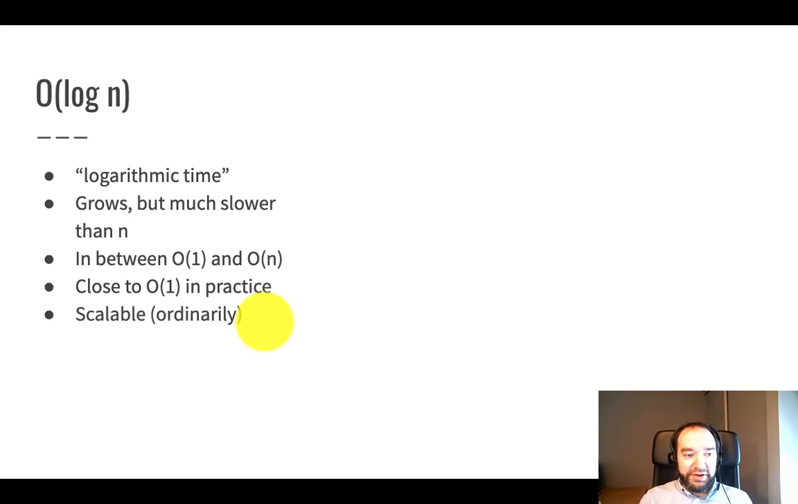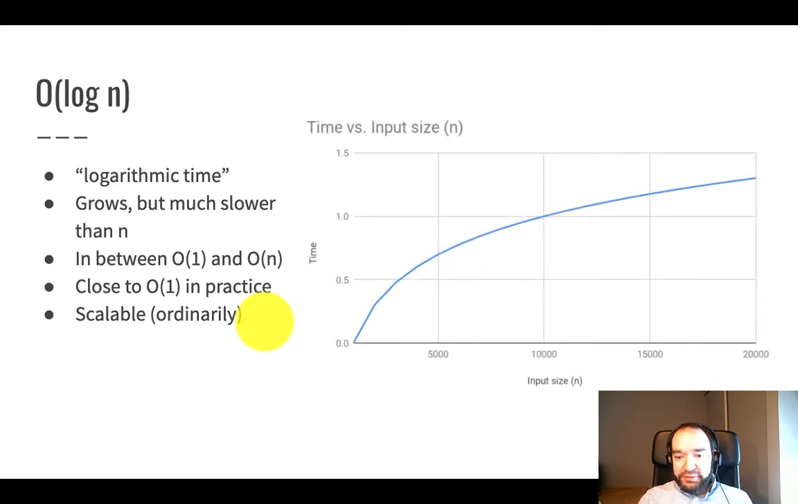So this is also a very desirable runtime. It's not quite as fast as big O of 1, but it's still very efficient. And ordinarily, this is considered a scalable operation. Here's a plot of what that looks like. So you can see that this is growing as the input size increases as we move to the right. The time on the vertical axis does go up, but the rate of increase gets slower and slower.